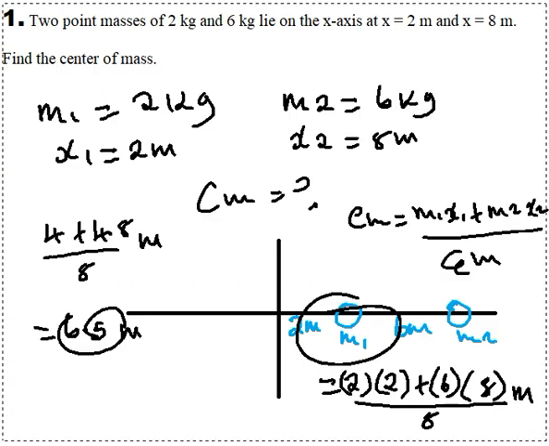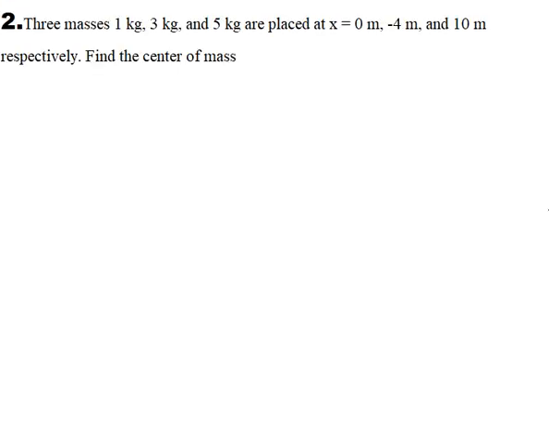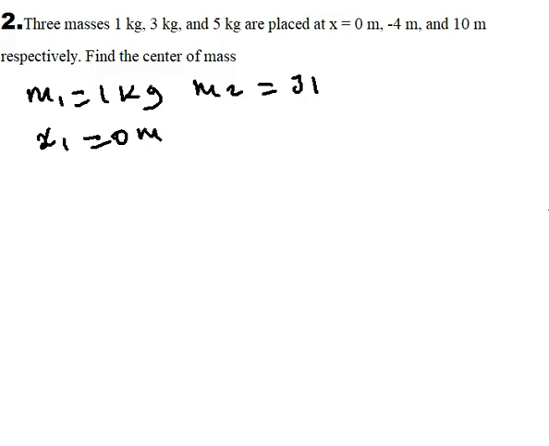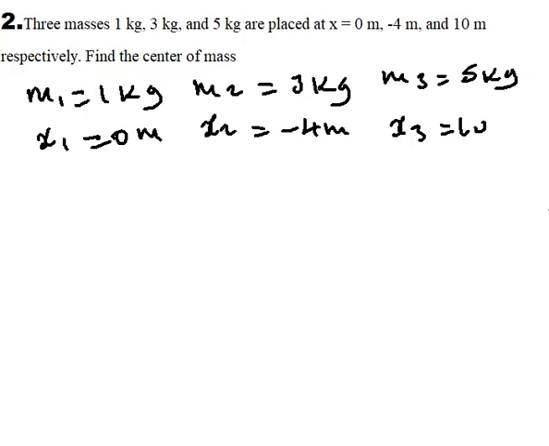And how about if we have this kind of problem? Let's say we have 3 masses. Mass 1 is 1 kg, and its position x1 is 0 meters. Mass 2 is 3 kg, and its position is -4 meters. And mass 3 is 5 kg, and its position is 10 meters.